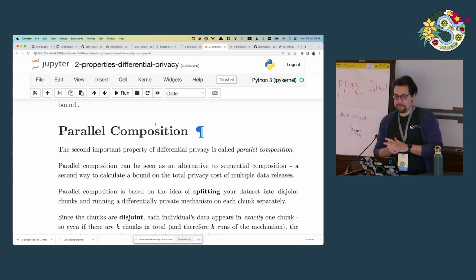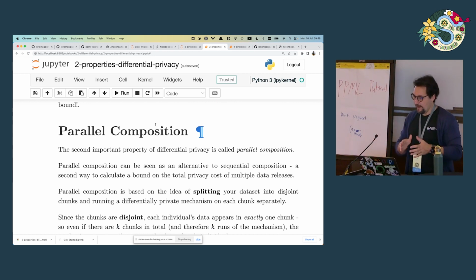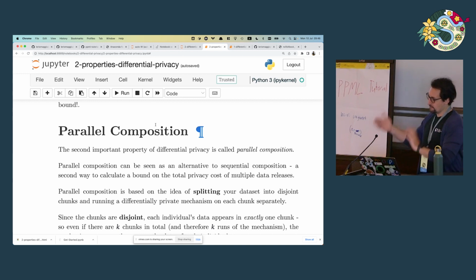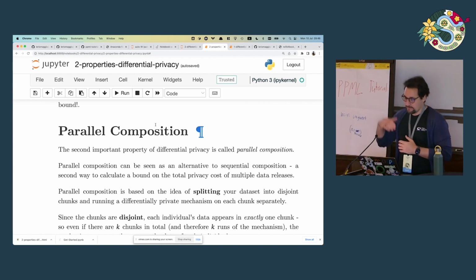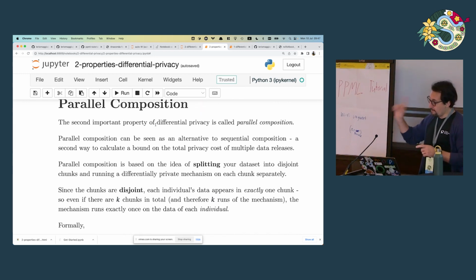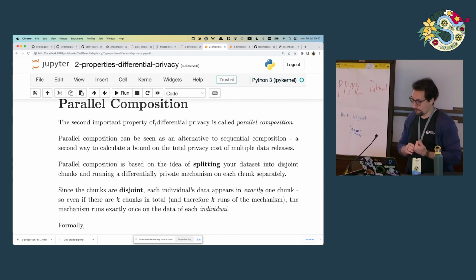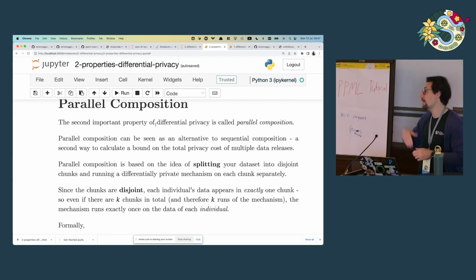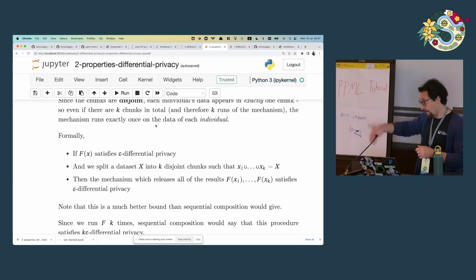So formally, if f of x satisfies epsilon differential privacy, and we split a dataset x into k disjoint chunks of data, so that the union of these chunks ends up being the full X database, then the mechanism which releases the results, f of x1 to f of xk, still satisfies epsilon differential privacy. So note that this is a much better bound than sequential composition. Since we run f k times, where k is the number of chunks of data we have, sequential composition would say that this procedure satisfies k times epsilon differential privacy. Parallel composition says that is indeed an upper bound, but a better upper bound is still epsilon differential privacy.